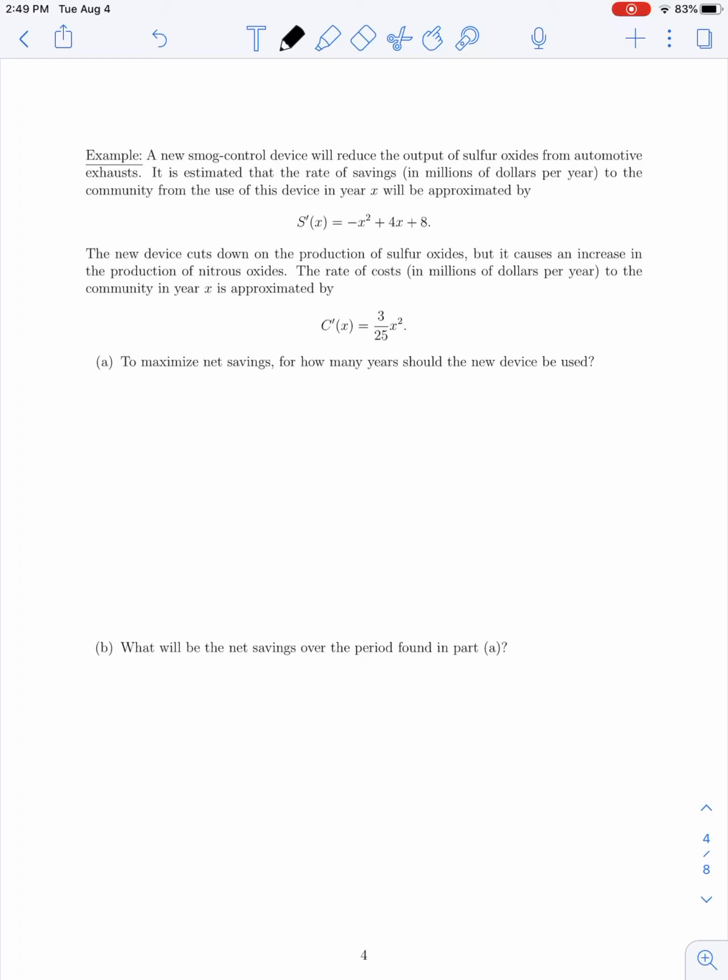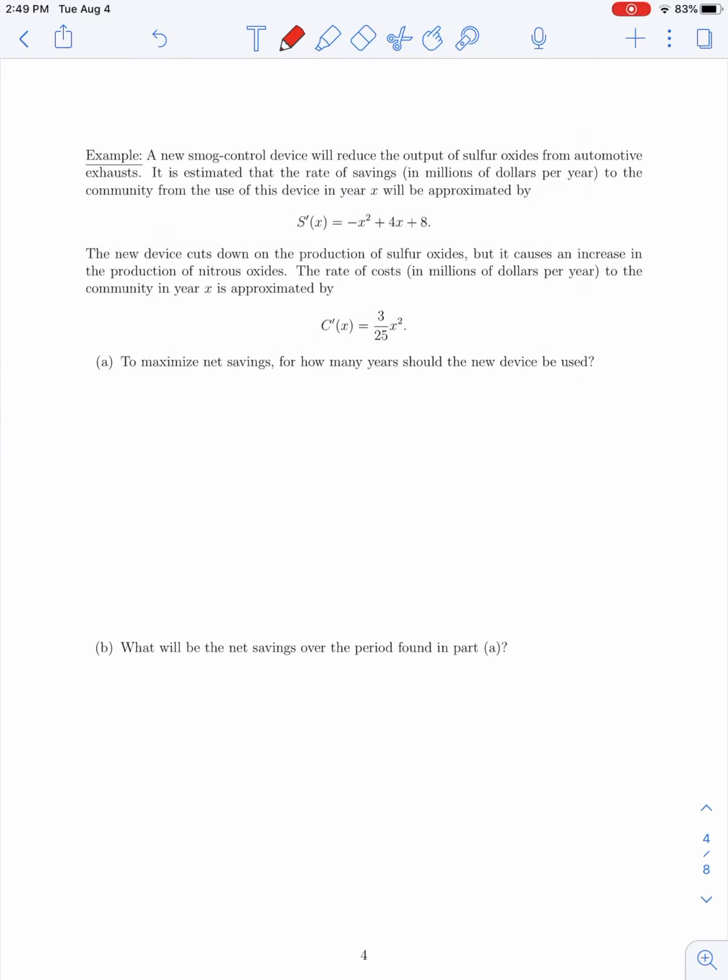So let's consider some applications of finding the area between two curves. In this next problem, we're told that a new smog control device will reduce the output of sulfur oxides from automotive exhausts. It is estimated that the rate of savings in millions of dollars per year to the community from the use of this device in a given year x will be approximated by S prime of x, which is negative x squared plus 4x plus 8.